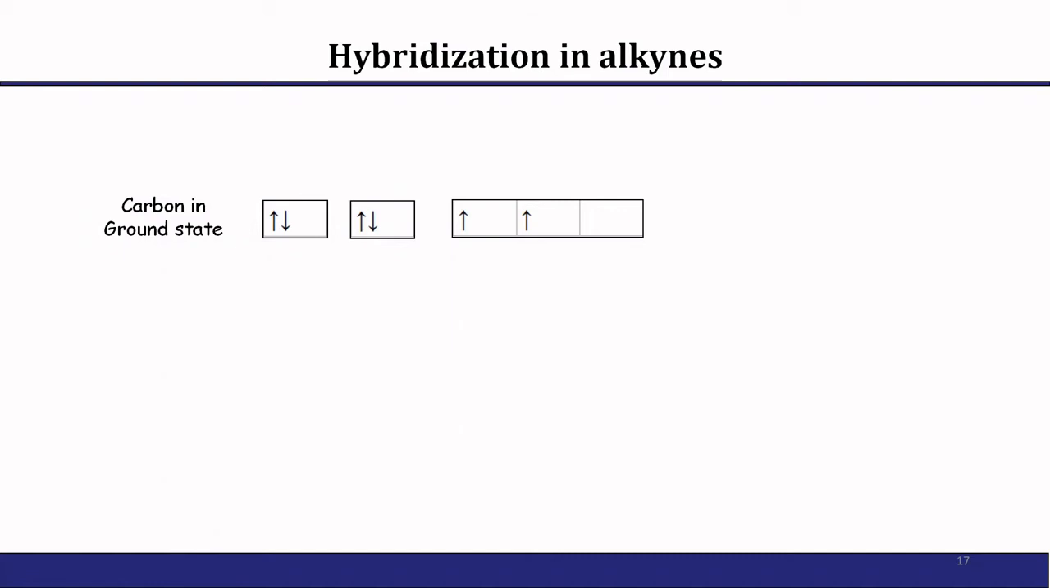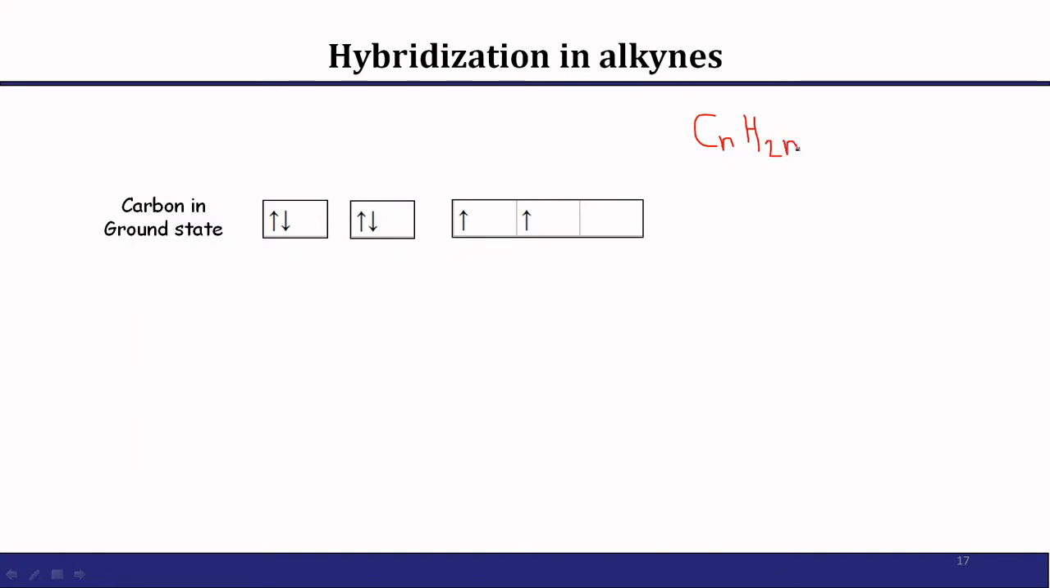Hello everyone. In the previous videos, we have discussed in detail the hybridization in alkanes and alkene systems. In this video, we'll discuss the hybridization in the alkyne system. So the general formula for alkynes is CnH2n-2. Each carbon atom is attached to two more atoms.